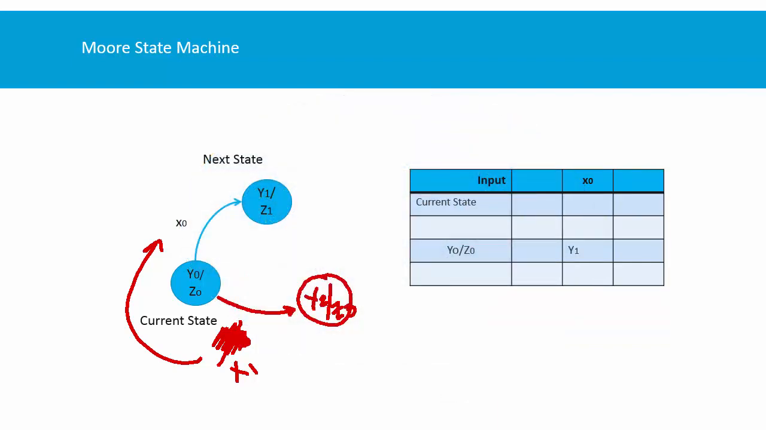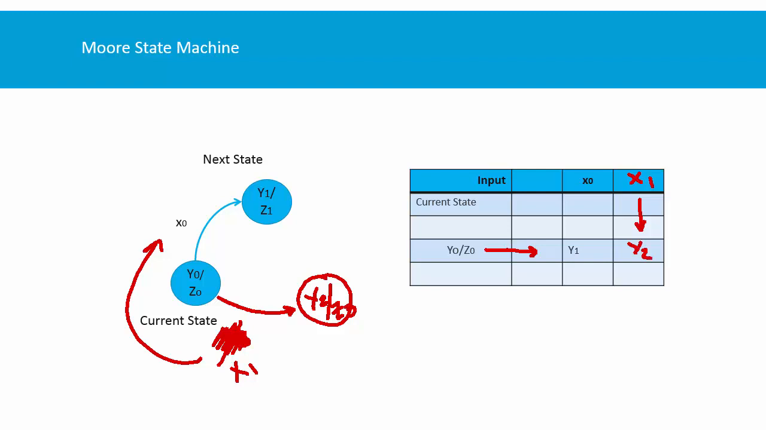When I get x1, I'm going to go from y0 to y2. So if I have that, I should have a different column. So I'm going to put here what happens if I have x1. Here I am in the same current state, but I have a different input. So when that happens, I'm going to go to state y2.